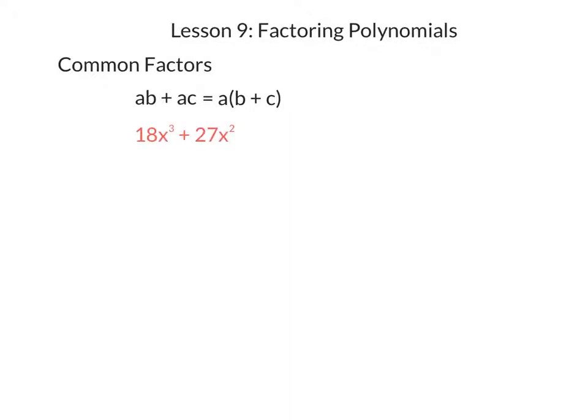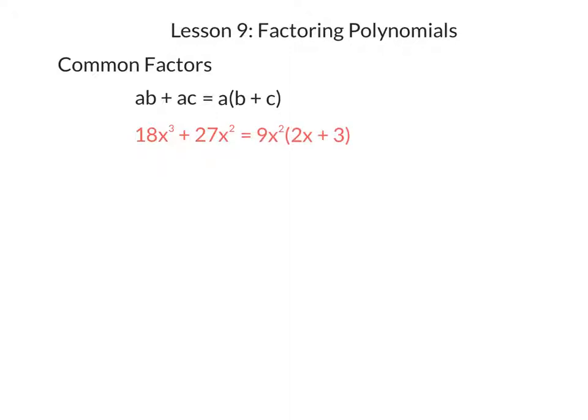So let's look at another example. 18x to the third plus 27x squared. Okay, so we have two terms here. Do we have anything common? Well, both of the terms have x in them. And if you look closer, actually both of the terms have x squared in them, since x to the third is simply x squared times x. Then if we look at the 18 and the 27, we can see that both of these have a factor of 9. So therefore, we should be able to factor a 9x squared out of this expression.